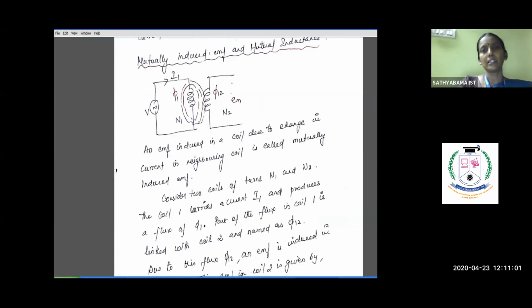Mutually induced EMF. We have two coils, primary and secondary. To the primary, we are connecting an alternating voltage source, and I1 is the current passing through the first coil, which produces a flux of phi1. Part of the flux which is linking the first coil will also link with the second coil, which I call phi12, and the number of turns in the secondary is N2. Due to the change in current I1, there will be a change in flux phi12 also, so a voltage will be induced in the secondary circuit. I call that a mutually induced EMF, EM.